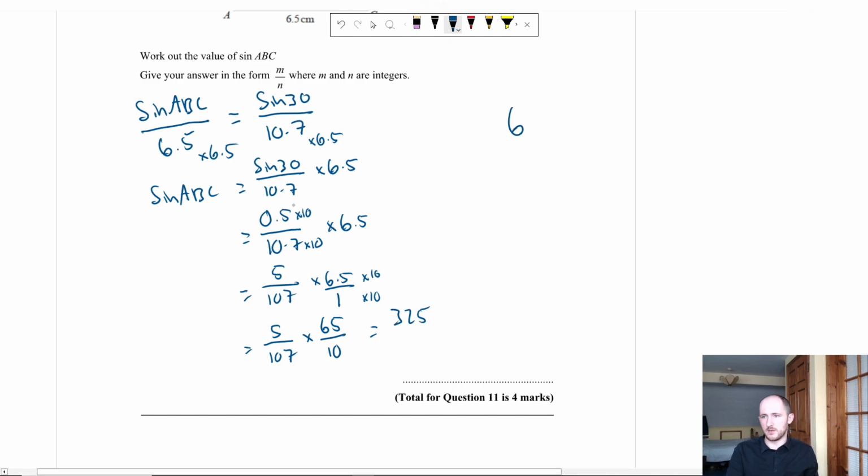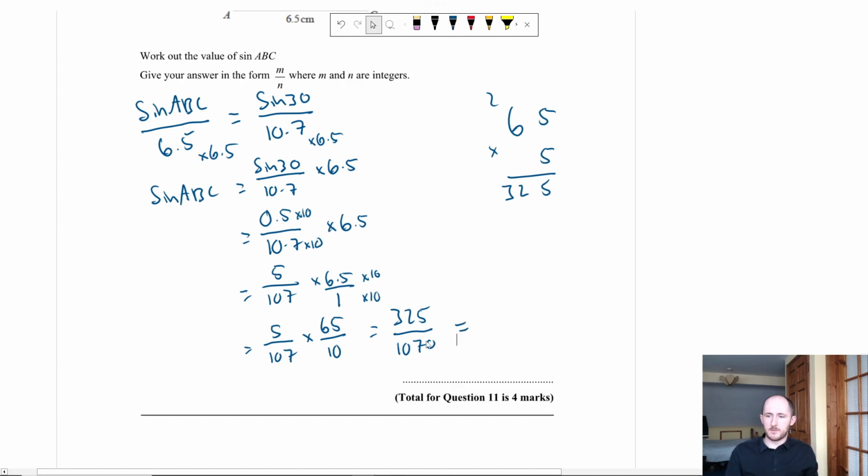Or again, if you want to do the column method, because this is a non-calculator paper, that's 25, 30, so it gives me 32, because add 2 as well. Okay, over 1070. Now, it doesn't say to give it in its simplest form, but that's probably a good step to take.